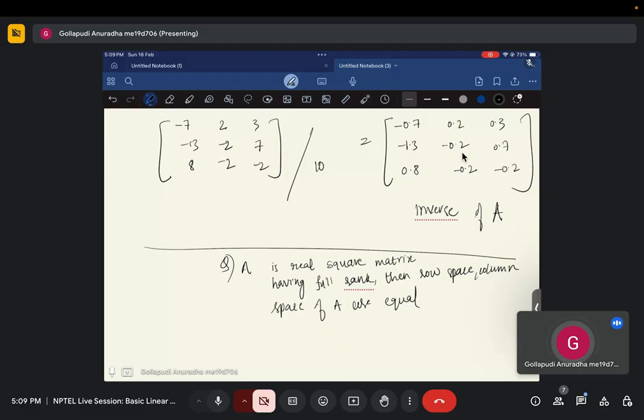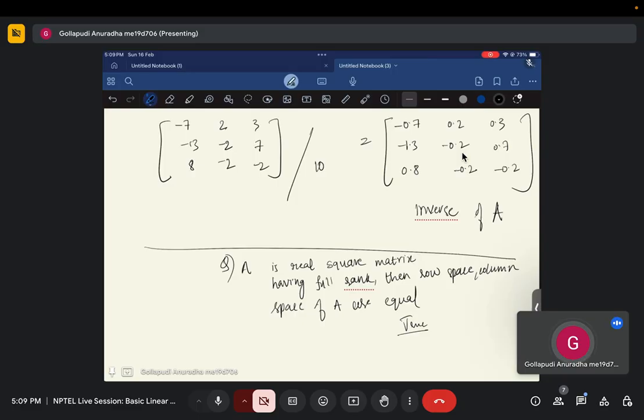I think they mean the rank of the row space and column space. No, because they are not just asking about the rank of the row space and column space. They said the row space and the column space, which is not true. If you talk about the rank, then it is true, but it is not explicitly written there.